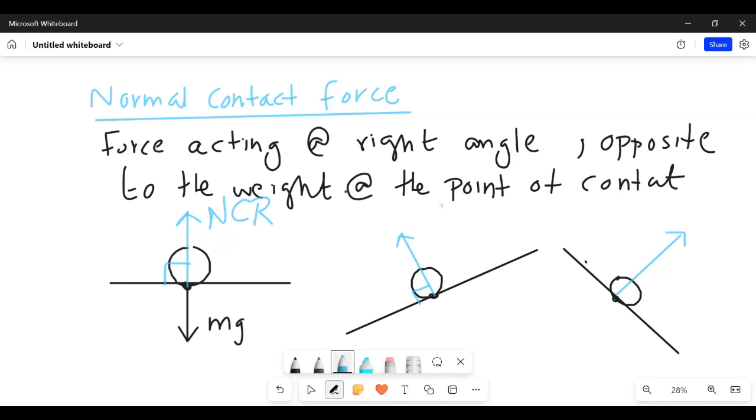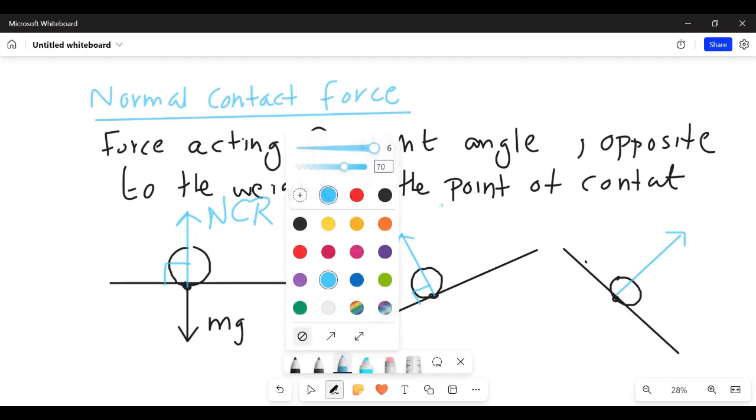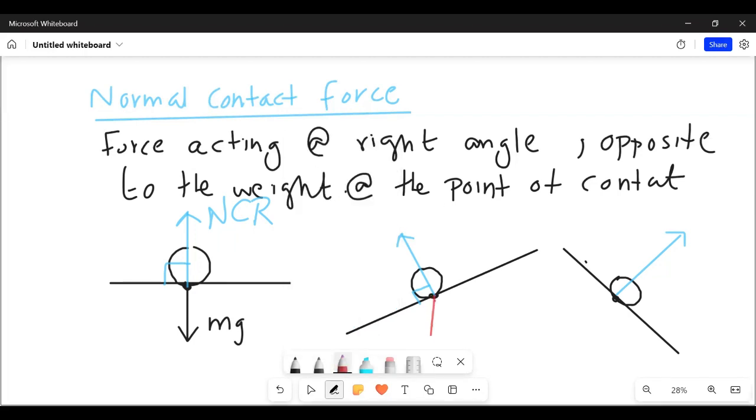Achha, it's not necessarily opposite to the weight, because we'll see later when we do inclined surfaces that in such cases the weight is actually in this direction and the normal contact force is in this direction. So it's not necessarily opposite to the weight. But if the weight is vertical, then yes, it's opposite to the weight. Otherwise, if the weight is inclined, it's not opposite to the weight, but we don't need to be bothered about that at this time. You just need to know that the normal contact force is going to make a 90-degree angle with the surface at the point of contact.